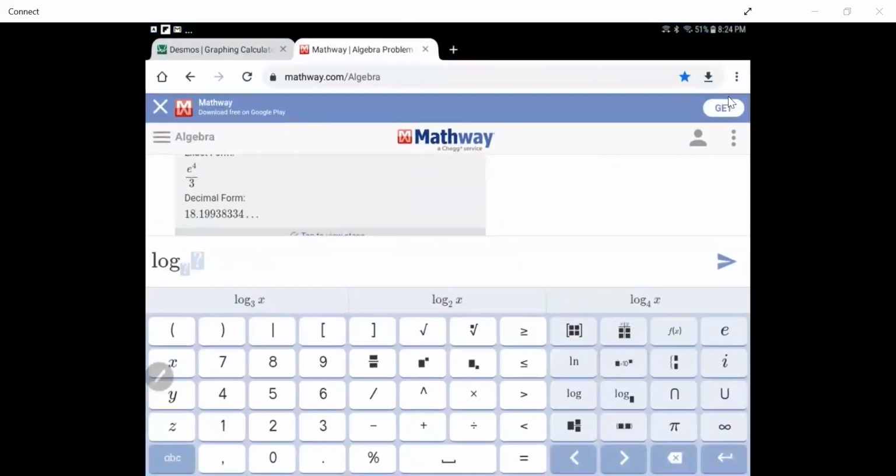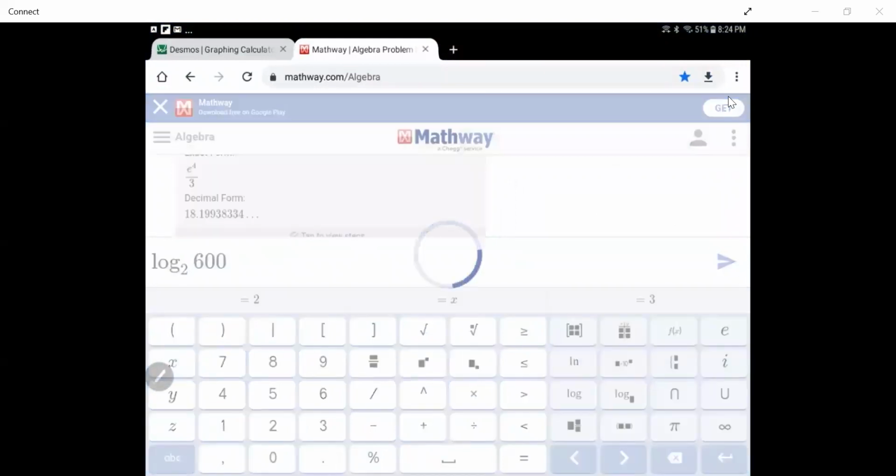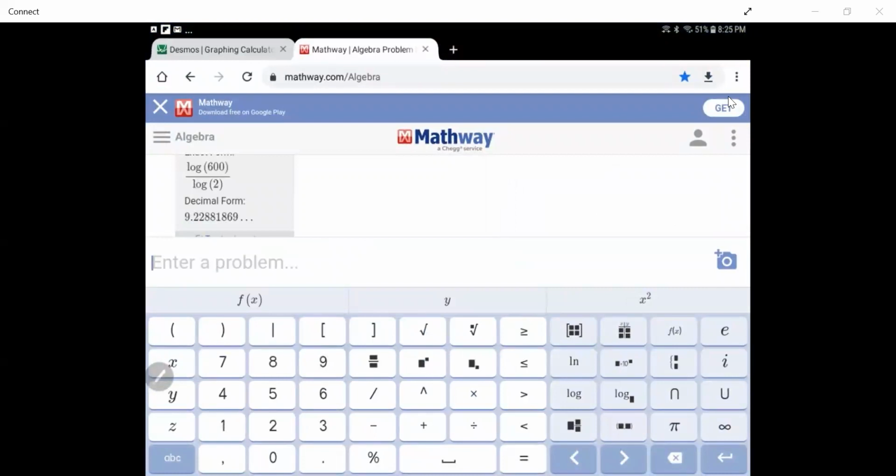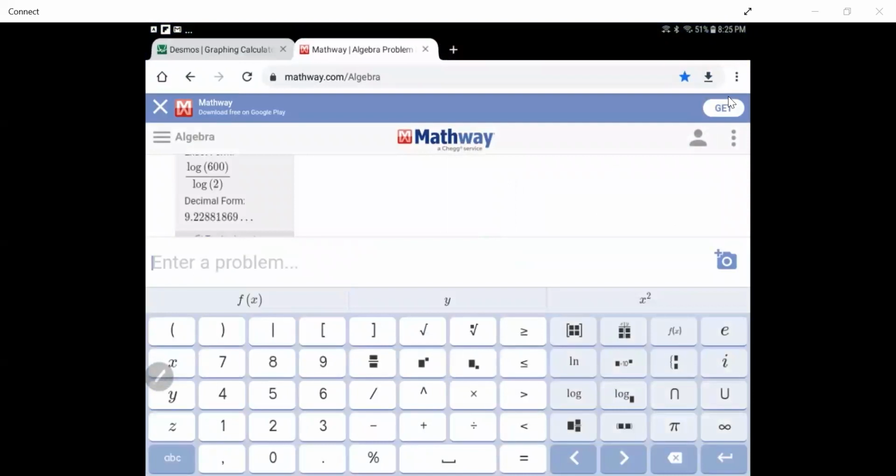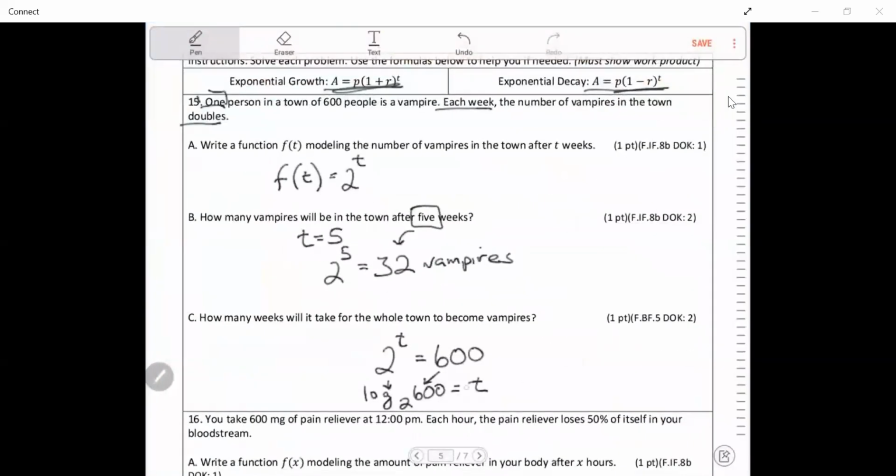So we have log 2 of 600. And MapWay says it is 9.23. MapWay says that t is equal to 9.23. So it asks how many weeks? That's between 9 and 10 weeks, right? I think that would be a good answer for that. The t equals 9 or 10 weeks.